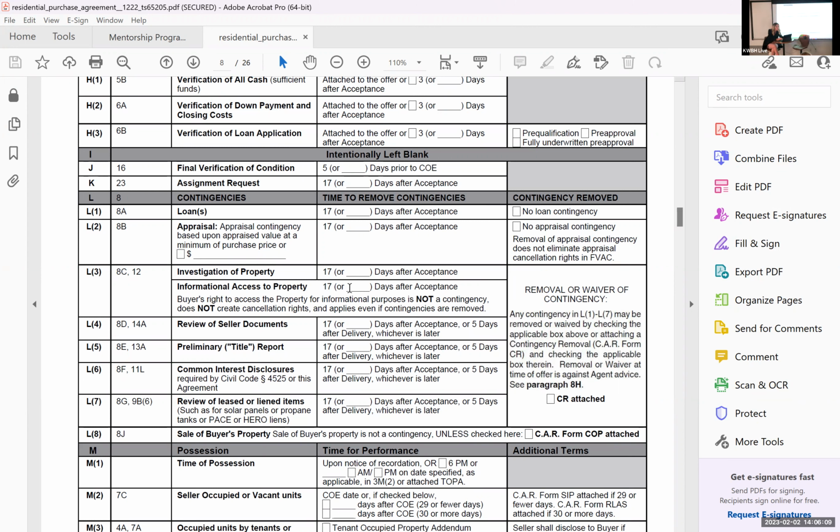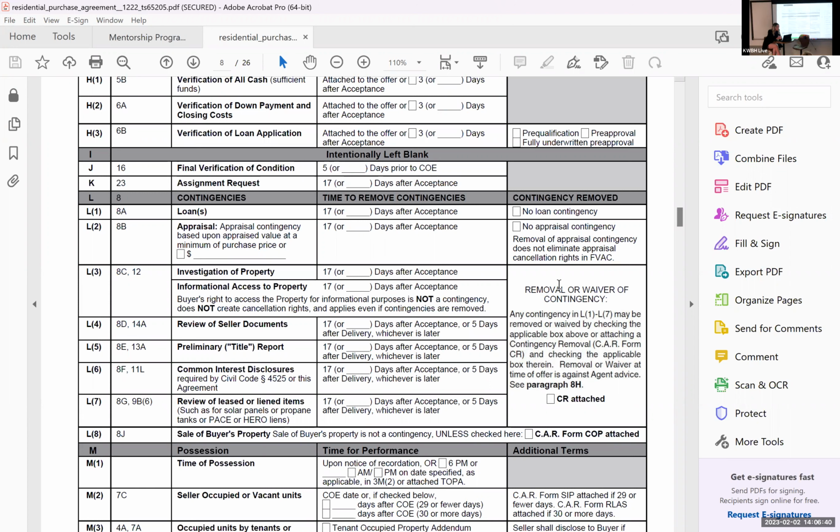Informational access to the property. People don't usually counter or change this. So no matter what your investigation contingency timeframe is, technically, unless this is altered, your buyer has access to go into the property for any reason, even if they've lifted all of their contingencies, for 17 days or whatever it's been modified to in this or any subsequent counter, okay? So yeah, if the seller and listing agent are trying to block access because they're just sick of you being in their house, oh well, we can go back if we want to.